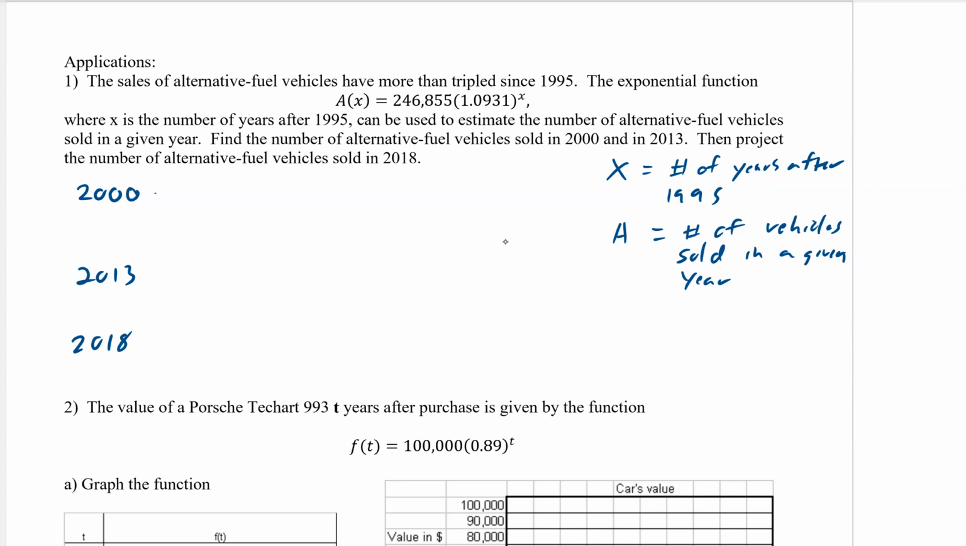All right, so to find this, all you have to do is subtract the first year. So that would be 5. That would be 18. And that would be 23. And then we're just going to substitute them in. So A of 5 would be 2000. A of 18 is the year 2013, and A of 23 is that year.